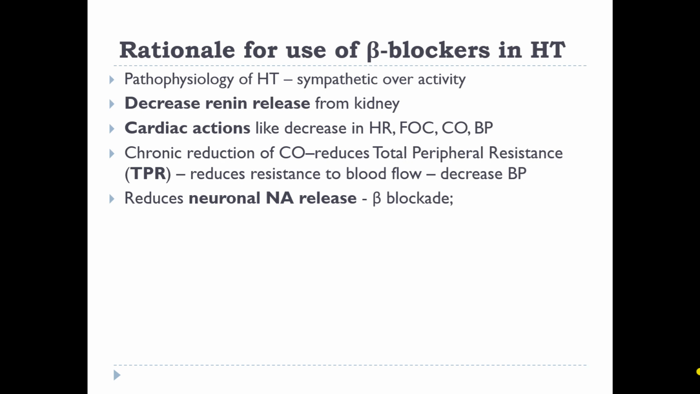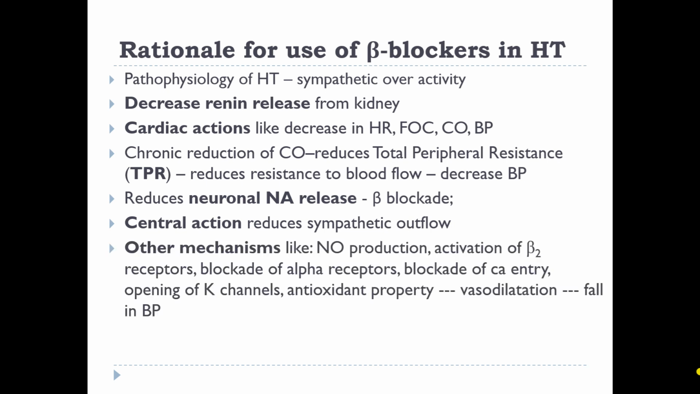It also causes reduction of neuronal noradrenaline release by beta blockage on the presynaptic neurons. It also has a central action on the vasomotor nucleus and causes reduction in the sympathetic outflow. Other mechanisms are also seen with the third generation beta blockers, which include production of nitric oxide, activation of beta 2 receptor, simultaneous blockage of alpha 1 receptor, blockage of calcium entry, opening of potassium channel, and antioxidant property. All these mechanisms happen at the local level but ultimately lead to vasodilatation and a fall in the blood pressure.